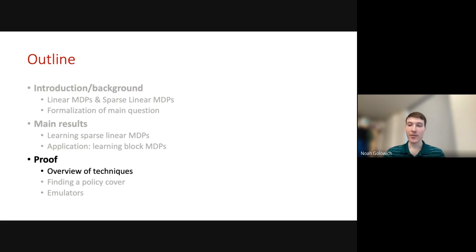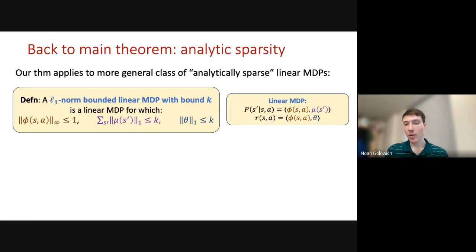Okay, so in the remainder of this talk, I'll discuss some ideas behind the proof of our main theorem. Before doing so, I'm going to discuss a generalization which I mentioned earlier, namely a guarantee for analytically sparse MDP learning. So an analytically sparse MDP is one where the feature vectors have an L1 norm bound as opposed to an L0 norm bound, which is the sparsity. So it's a convex relaxation of sparsity.